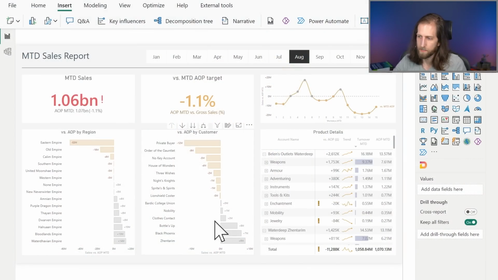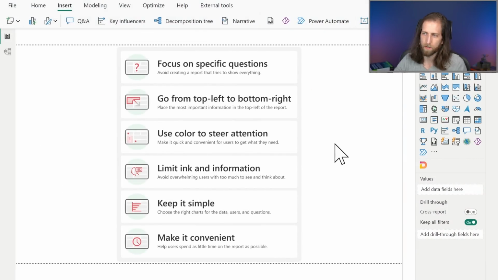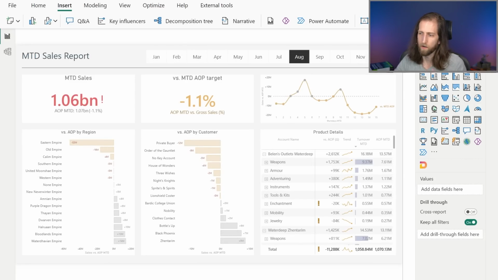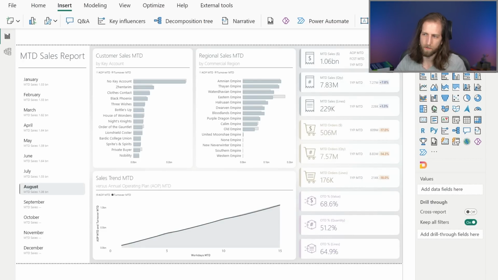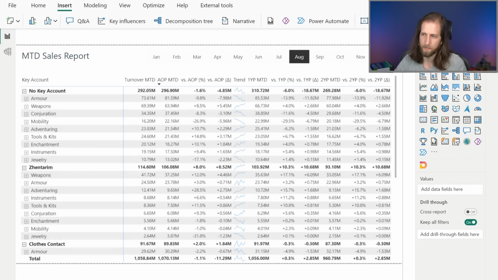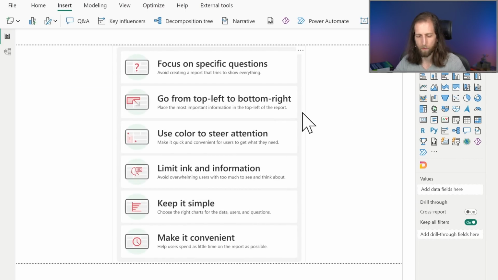So to summarize, there's a number of reasons why these charts and reports that we saw last, these versions, are more effective than the first versions that we saw, both this one as well as the matrix. Reason number one, we focus on specific questions instead of trying to create a report that shows everything. Reason number two, we go from top left to bottom right, putting the most important information in the top left. Number three, we use color to steer attention so that we can use color as a resource and drive people's attention toward the most relevant information.